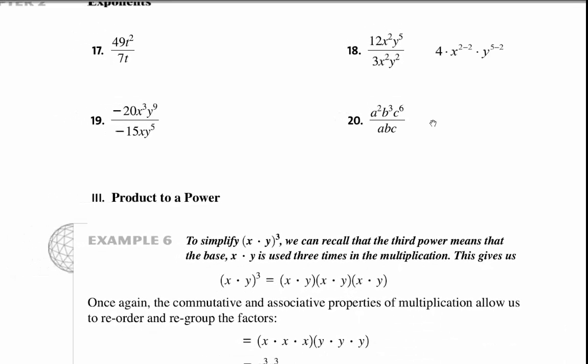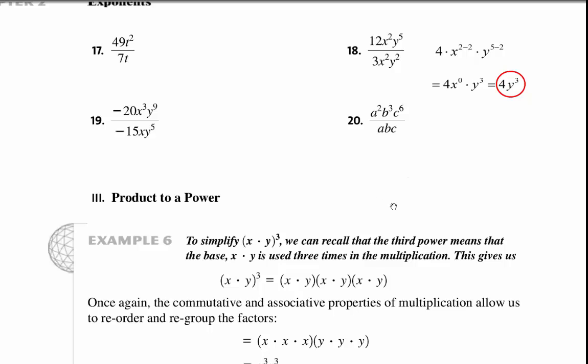Let's try number 18. So I can rewrite number 18. I can divide the 12 by 3 to get 4. And then I have x to the 2nd divided by x to the 2nd, or x to the 2 minus 2, times y to the 5th over y squared, which is y to the 5 minus 2. And then we can clean this up a bit further. So the 2 minus 2 is 0. The 5 minus 2 is 3. We know anything raised to the 0 is 1, so we're left with 4 times 1 times y cubed, or just 4y cubed.